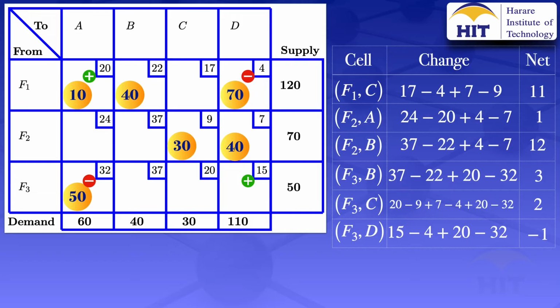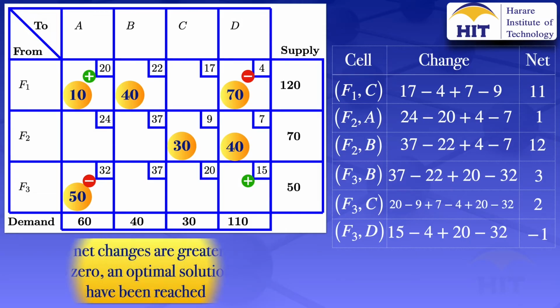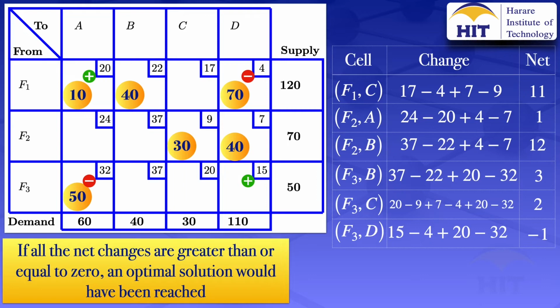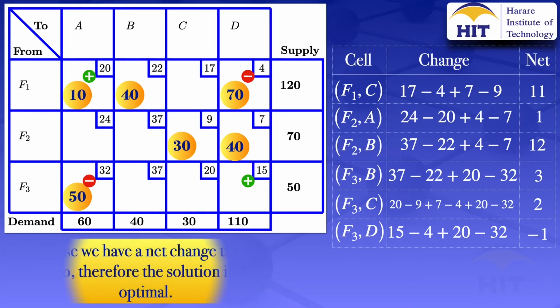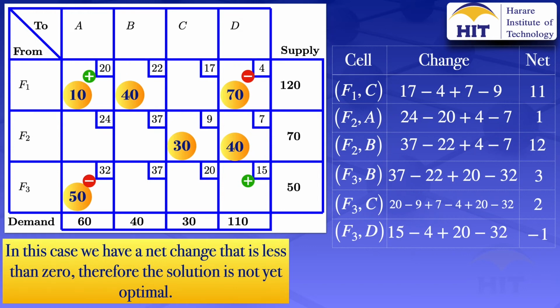A solution is optimal if all the net changes are greater than or equal to 0. But in this case, the net change for F3D is minus 1. It's less than 0, so we have not yet reached an optimal solution. So what we need to do is allocate as much as possible to the cell with the most negative net change. In this case, it's cell F3D. We need to allocate there just because the solution is not yet optimal.